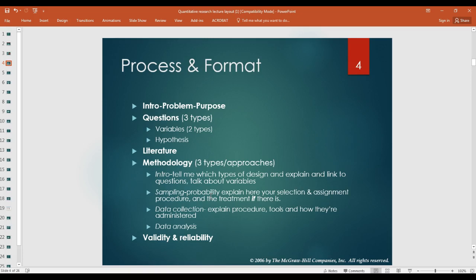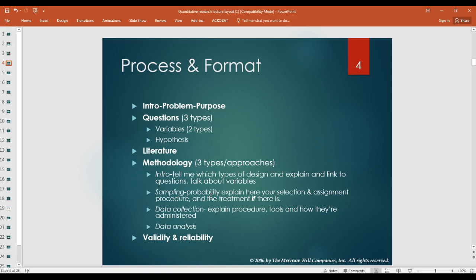So you're going to tell me about your sampling, selection, assignment and procedure, and then tell me about your treatment under sampling, because the treatment happens within the groups. So if there is a treatment within the groups, based on the design, then you need to discuss it here.